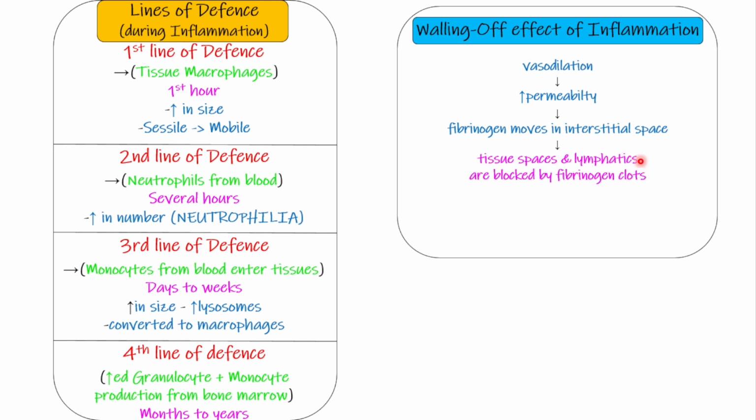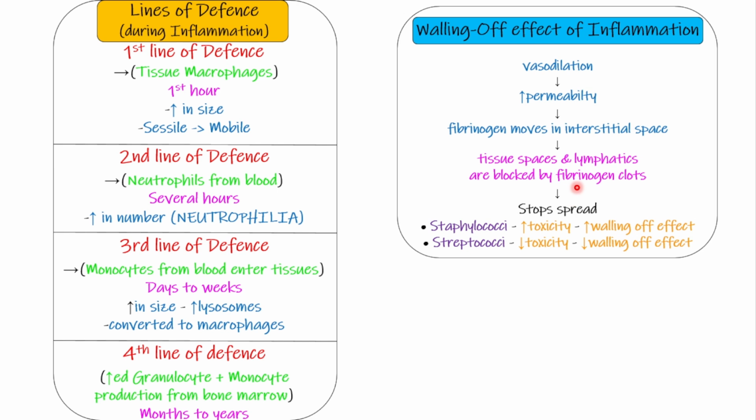Now what is this fibrinogen going to cause? This fibrinogen is basically going to block the tissue spaces and the lymphatics. This fibrinogen will form clots, and these clots will block all the tissue spaces and the lymphatics, and because of this, there will be walling off of the area of inflammation. And why do we need walling off of the area of inflammation? Basically, we want to stop the spread of, number one, the infection, and we also want to stop the spread of the inflammatory mediators to the other parts which are not yet involved in the inflammation.